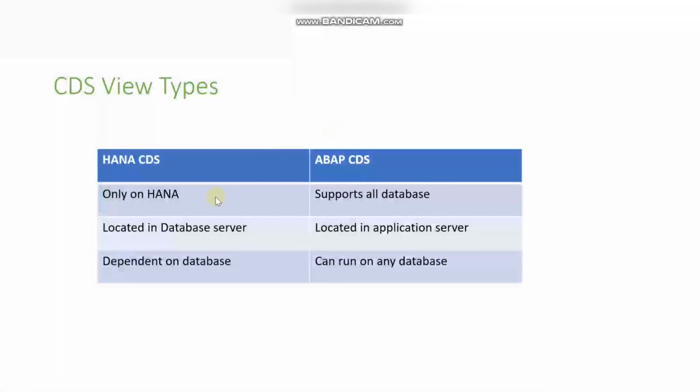HANA CDS only runs on the HANA database. ABAP CDS views can run on any database and support all the databases. HANA CDS is present in the database layer, and ABAP CDS is in the application server. HANA CDS views we have to create in the database and the application and keep in sync. All those concepts I have already explained in my previous video.